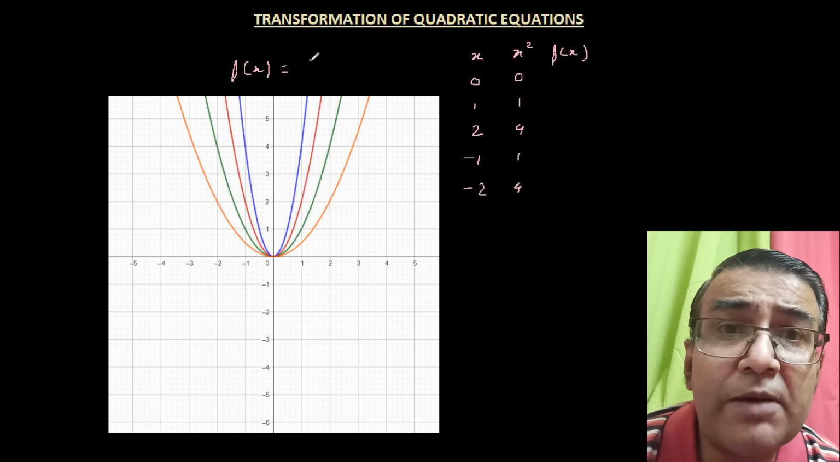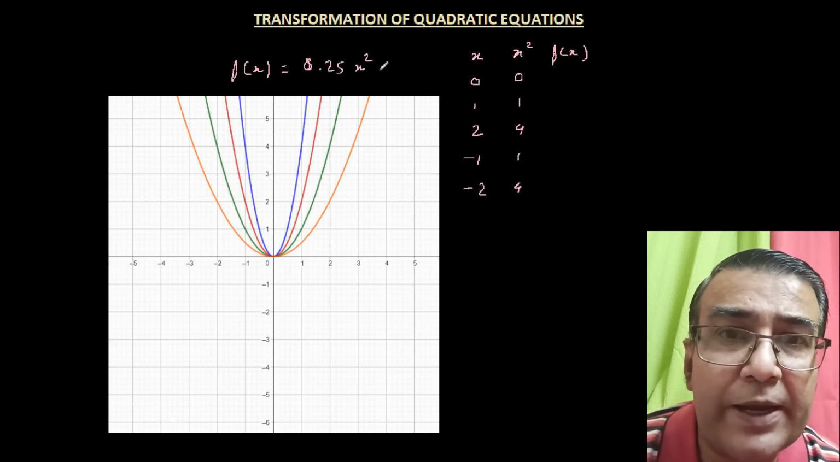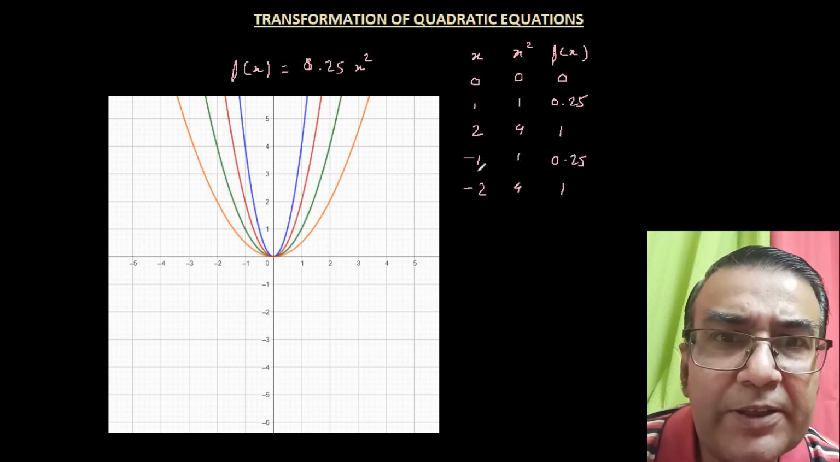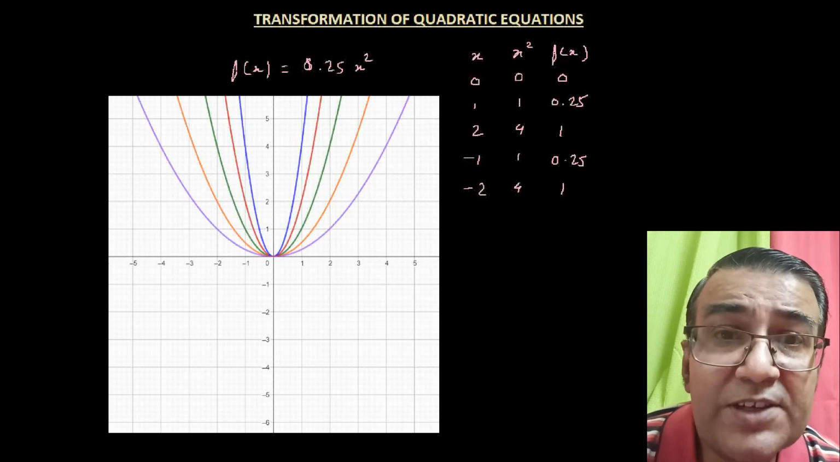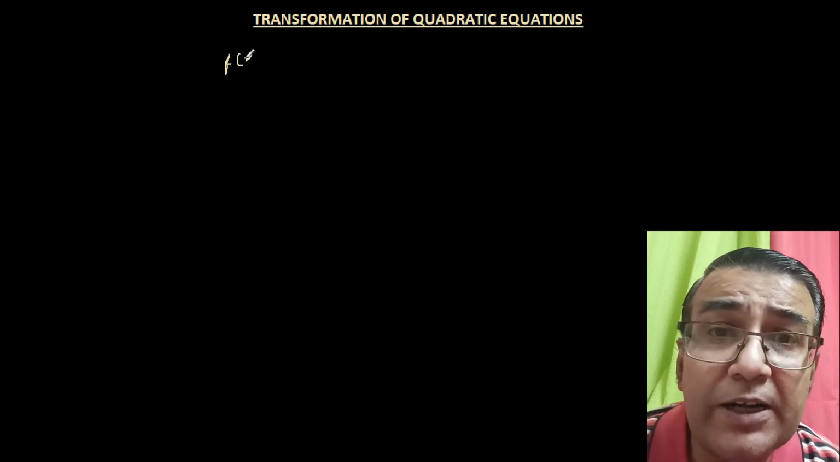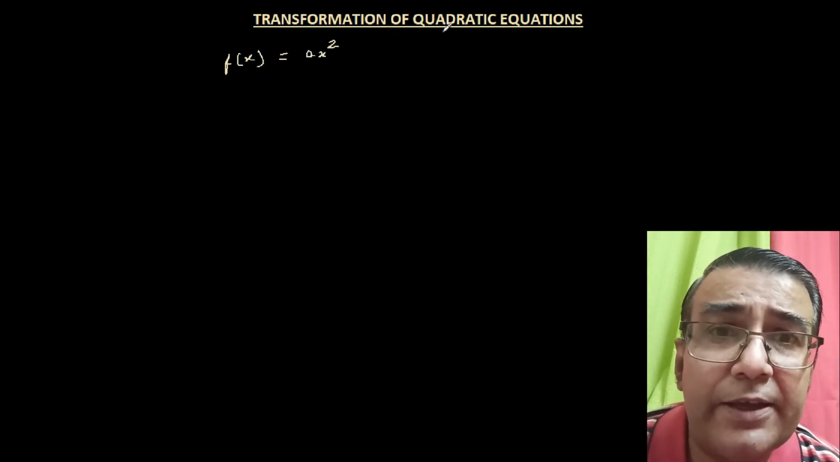What if we reduce the number even further? Let's take f of x as 0.25x squared. So in those cases, the values would be 0, 0.25, 1, 0.25, and 1, and the graph of that would be something like this purple curve, which has now become more wider. Well, so that brings us to the conclusion that if we multiply x squared by a number a, we could have several scenarios. Like if a is greater than 1, then we have seen that the graph becomes narrower.